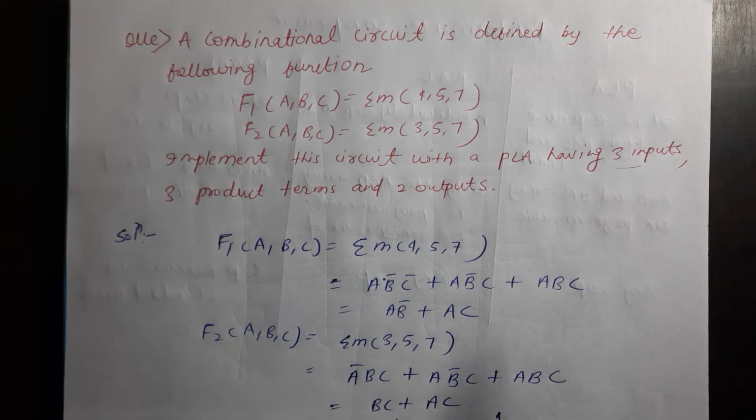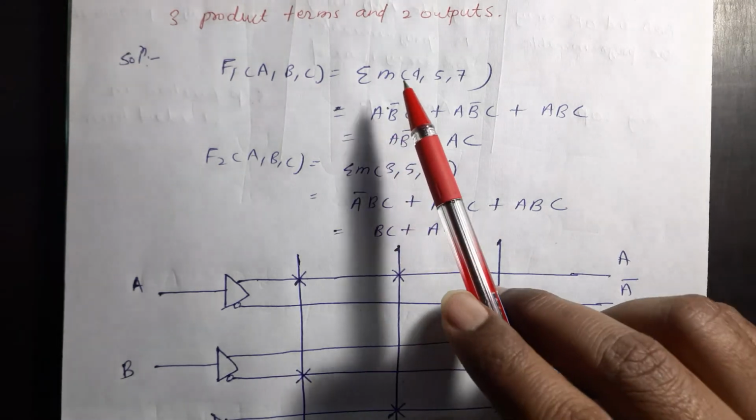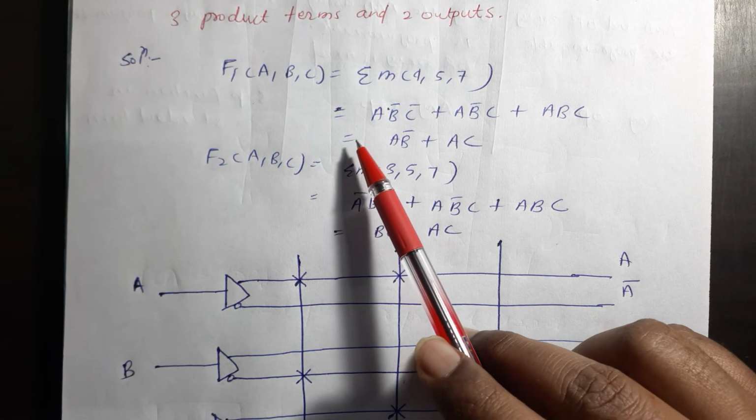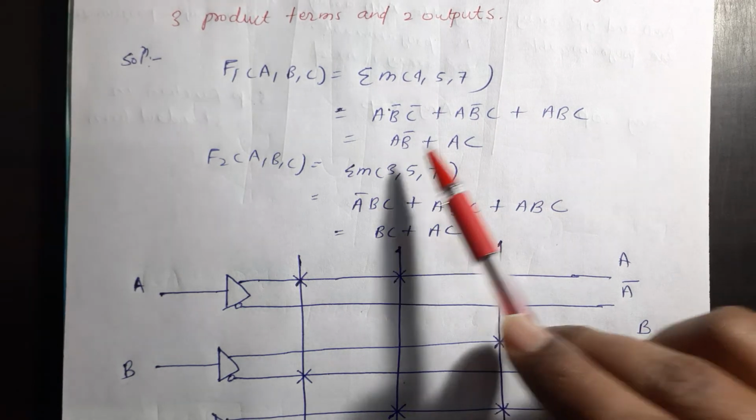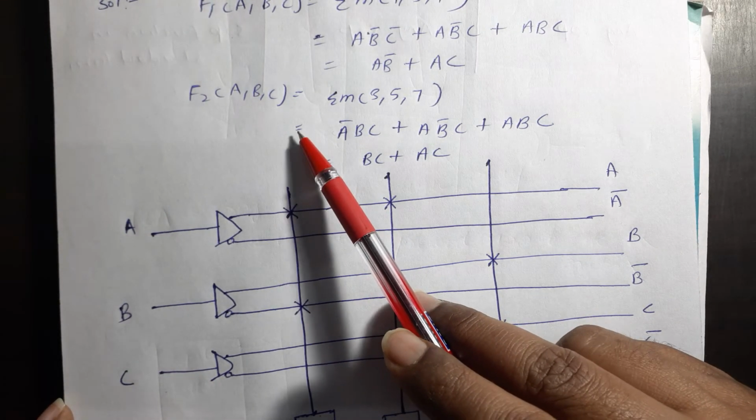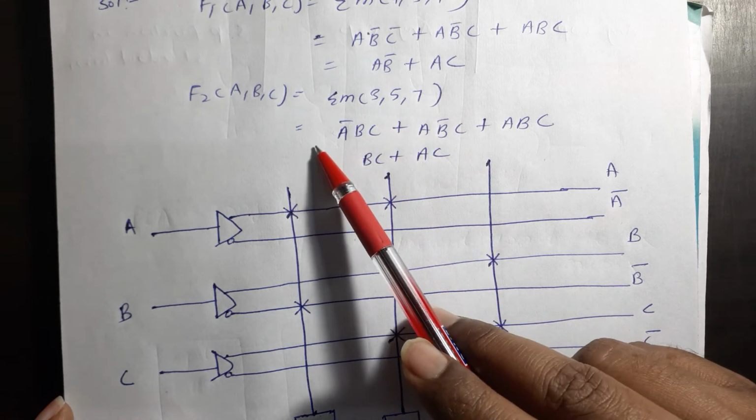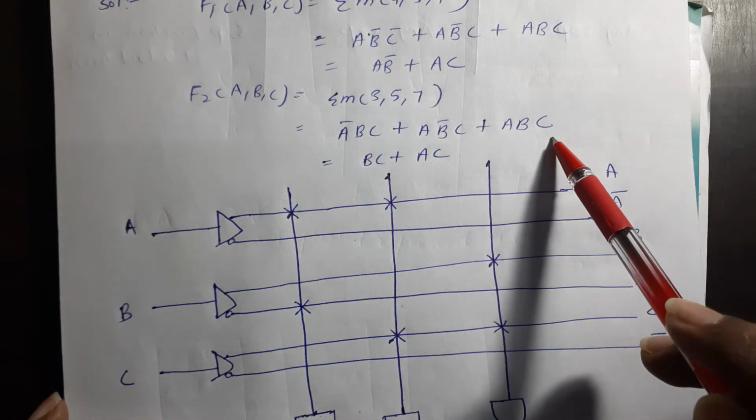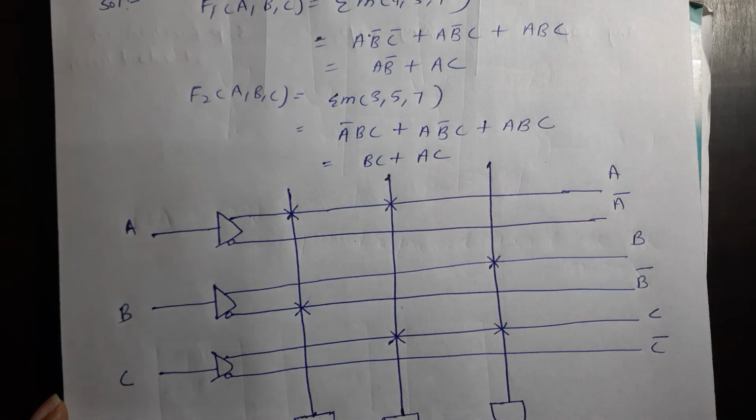Okay, so f1 a comma b comma c equal to summation of min term 4 5 7. By minimizing this function, it will be ab bar plus ac. Similarly f2 a comma b comma c equal to summation of min term 3 5 7. So it can be represented like this: a bar bc plus ab bar c plus abc, and after minimizing it will be bc plus ac.